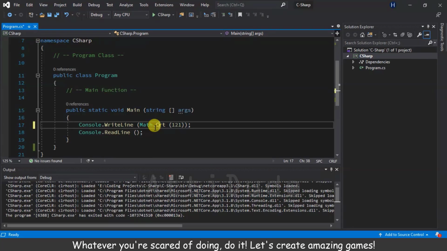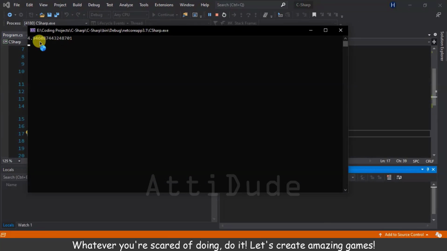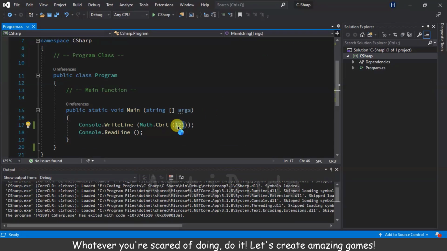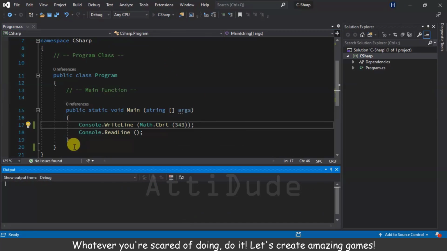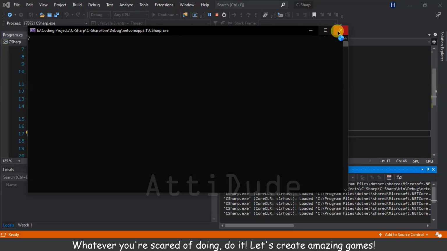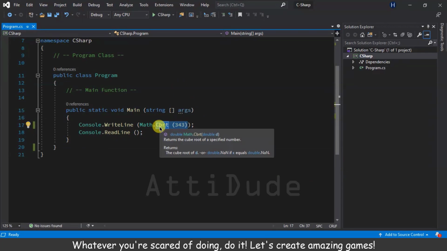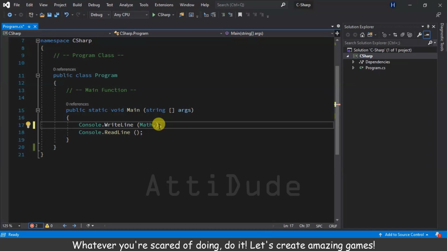You can write Cbrt, that means cube root. And kaboom, we got this. Don't worry, because you're not just able to calculate. You're gonna type in 343. I know, it's 7. Yes. So we got these. There are many more functions.